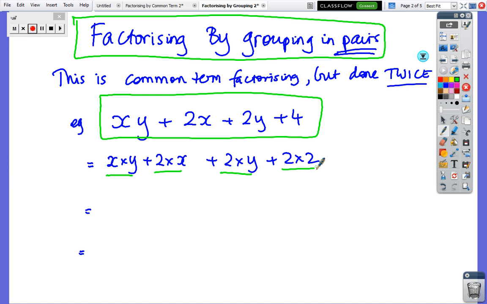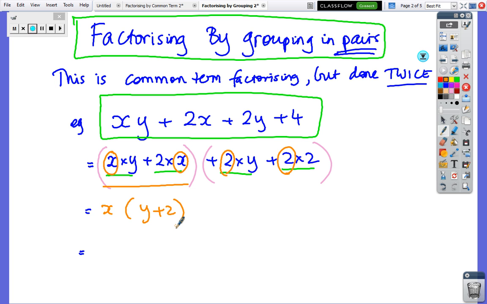So what I want you to do is look at them rather than as a group of 4 or a group of 3 like we had to in the last lesson. Just look at them as a pair. Okay? So rather than looking right across, look as a pair. So in the first pair, x and x is common, and the second pair, 2 and 2 is common. So in the first pair, I could write x bracket y plus 2. In the second pair, the common factor is plus 2, and then I leave behind y plus 2.